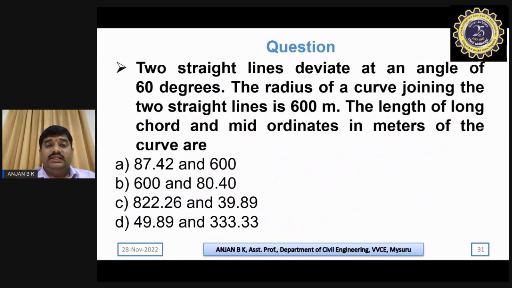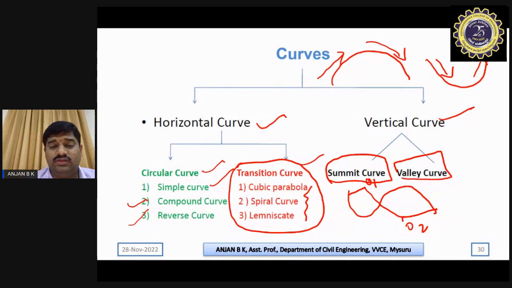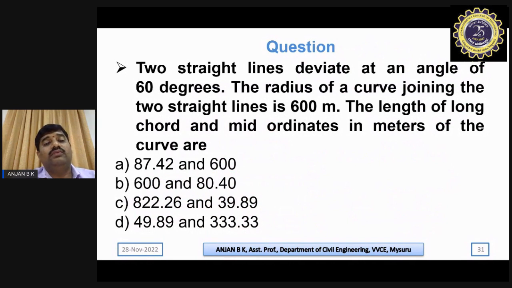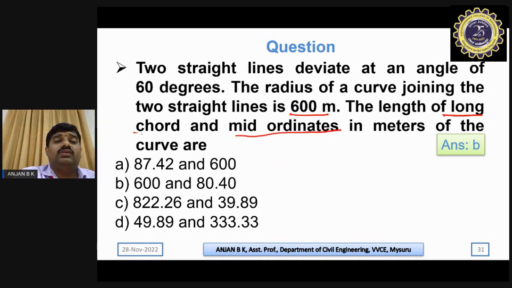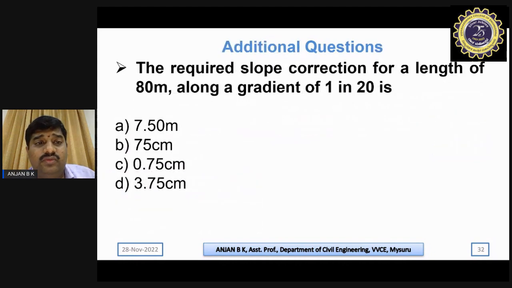Normally not a lot of questions are asked on curves. There was one question asked in GATE: two straight lines deviate at an angle of 60 degrees. The radius of a curve joining the two straight lines is 600 meters. Then what is the length of the long chord and mid ordinate? So you have a formula for long chord and mid ordinate. Please go through this particular concept, where you can see the answer is 600 and the mid ordinate length will be 80.4.